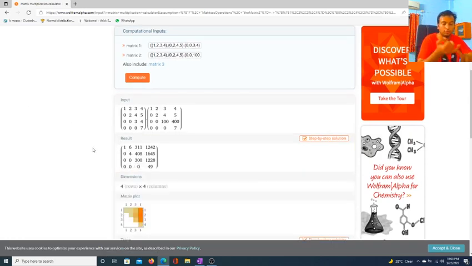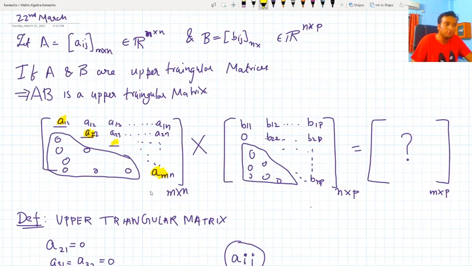So I showed it to be true for 2 by 2, 3 by 3, and 4 by 4 matrices. Is it valid for 1 million by 1 million? This is such a strong statement, that the product of two upper triangular matrices is always an upper triangular matrix, and we will try to prove it for any case. So let us consider two upper triangular matrices, say one matrix is A and the second matrix is B.